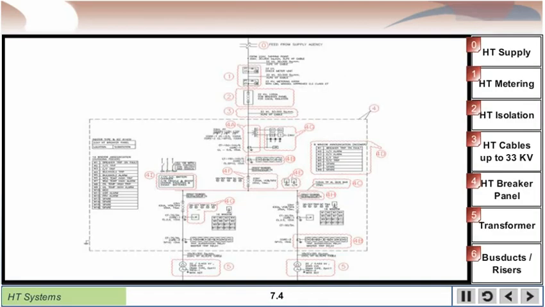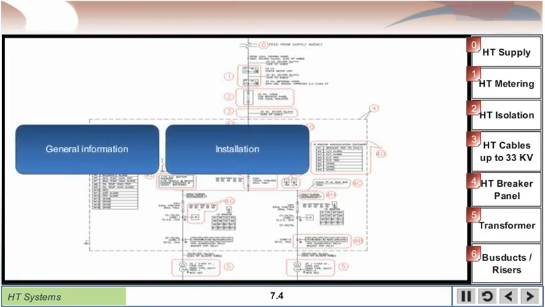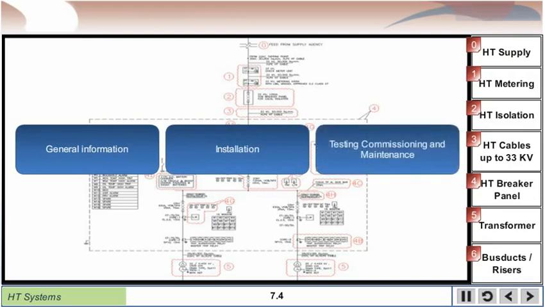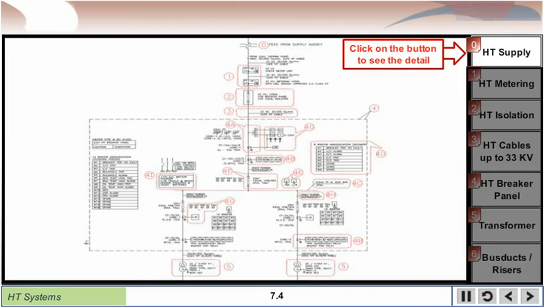Each of the subsequent slides shall take you through individual sections of this diagram. The flow of information will be general information, installation, and testing, commissioning and maintenance. Click on the button to see the details.